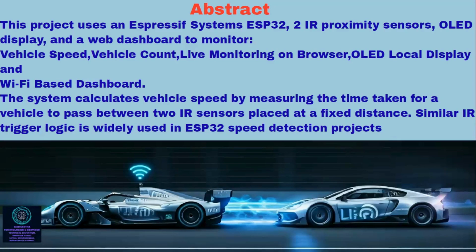The system calculates vehicle speed by measuring the time taken for a vehicle to pass from one IR, we are using two IRs, to the second IR, placed at a fixed distance, which we have taken as approximately 20 centimeters. Similar IR triggered logic is widely used in ESP32 speed detection projects. So that is why we have used an IR sensor.